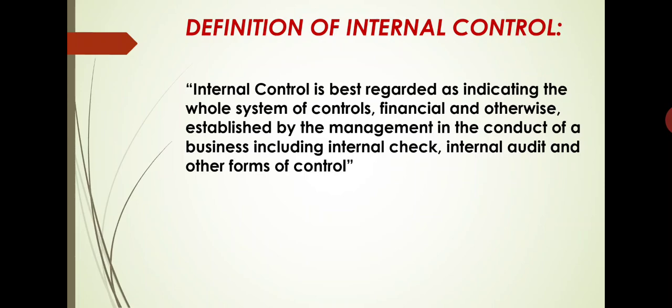The second scope is that financial records are in conformity with generally accepted accounting principles. Whatever records are prepared by the organization, whatever records are prepared by the head of the department, must be compared with generally accepted accounting principles. And if at the time of comparison there is any loophole in preparing the financial records, then the organization is going to see that and try to rectify it.